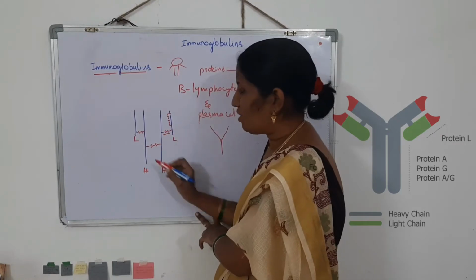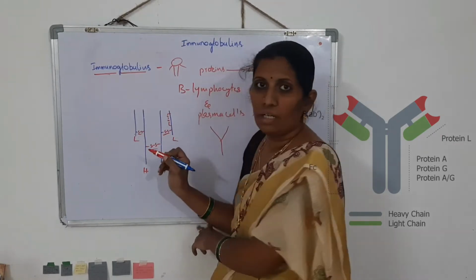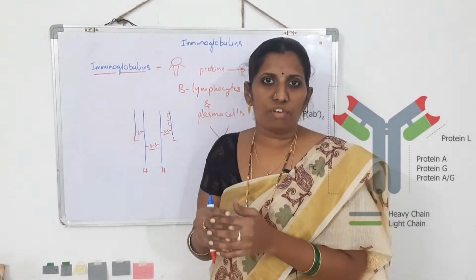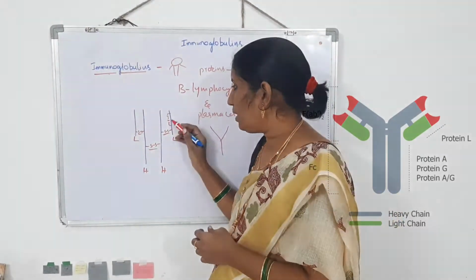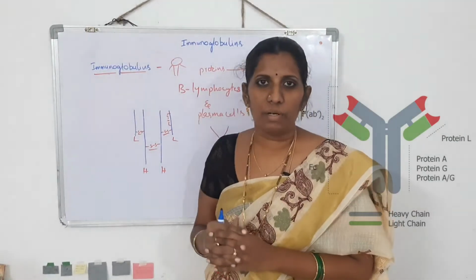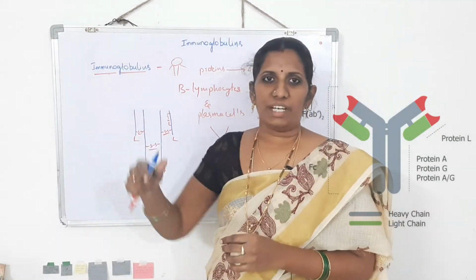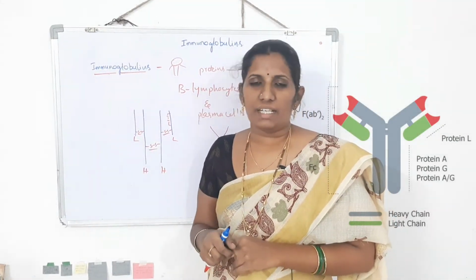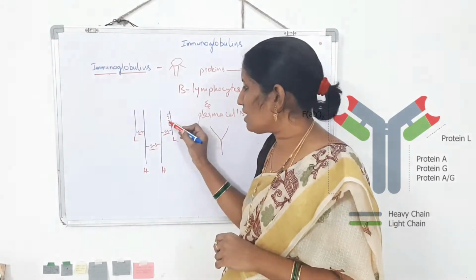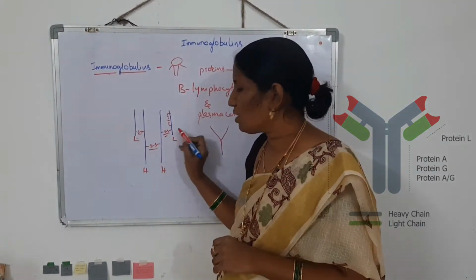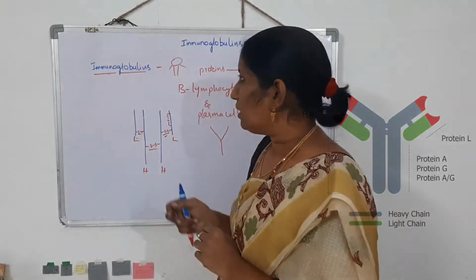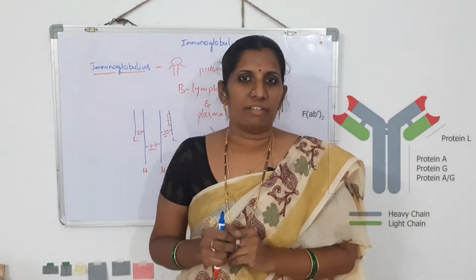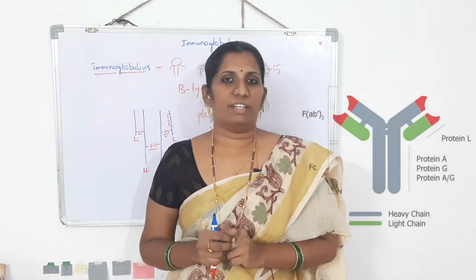When bonds form between two chains, we call them interchain disulfide bonds. And if the disulfide bond forms within the same chain, it is called an intrachain disulfide bond. So intrachain disulfide bonds form, and interchain disulfide bonds also form. Okay, Nana? Then, these immunoglobulins have a very high molecular weight.